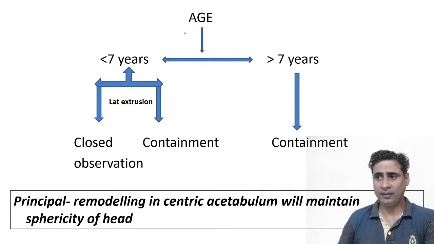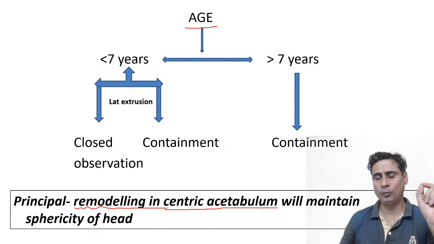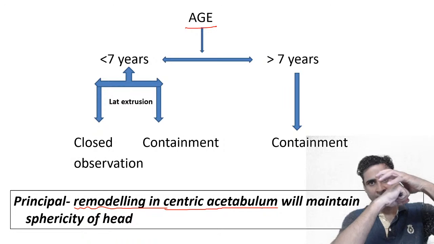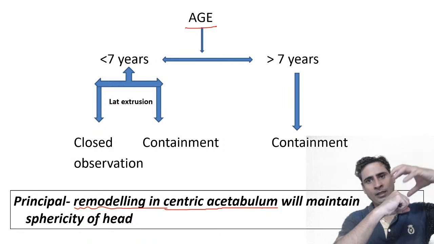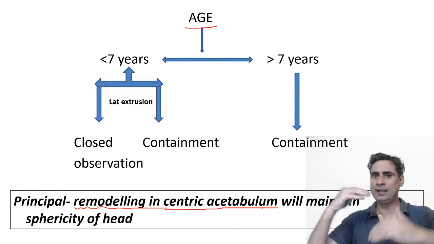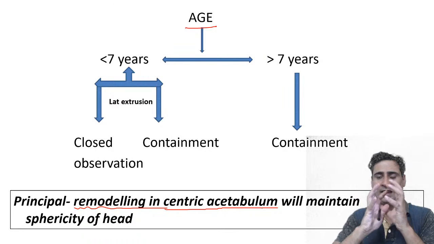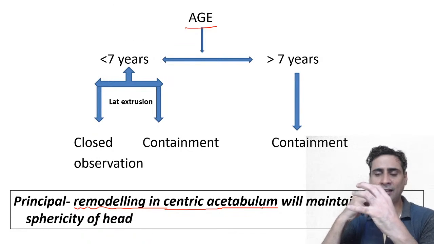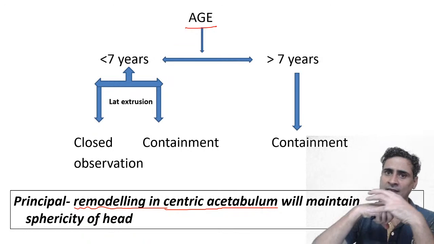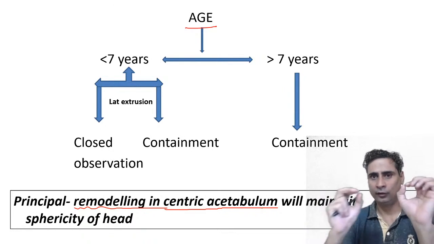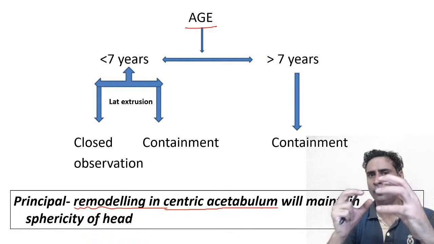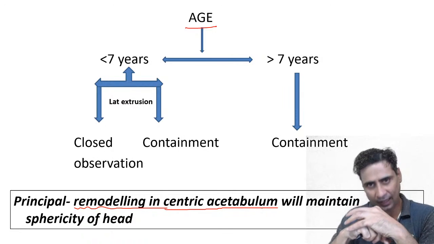Now treatment, as we have already discussed, the basic principle is to induce proper remodeling in a concentric acetabulum. We contain the head concentrically in the acetabulum so that there are normal mechanical stresses of the joint. So ultimately during the process of healing, there will be formation of a well spherical head. So concentric reduction and containment of the head inside the acetabulum is the basic principle. So the treatment of choice for Perthes disease is containment of the head concentrically inside the acetabulum.